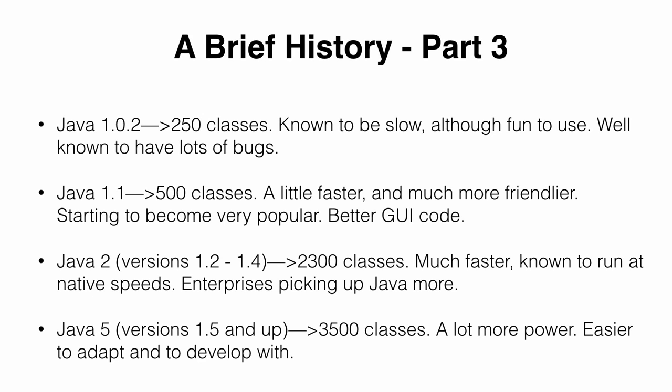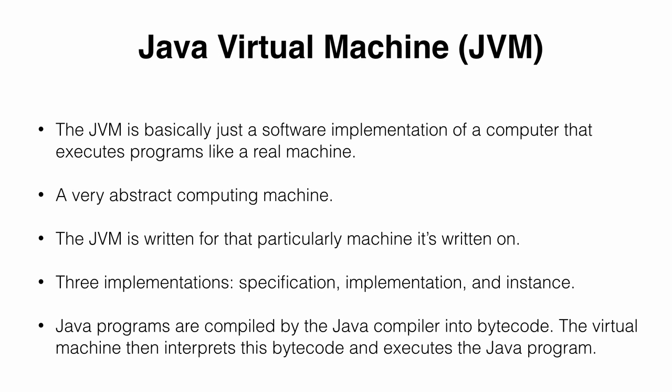So if you know Java really well, you can be looking to get paid very well. So Java 5, 3,500 classes, a lot more powerful, a lot more power within the system, easier to adapt and easier to develop with. So the JVM, we mentioned this earlier.